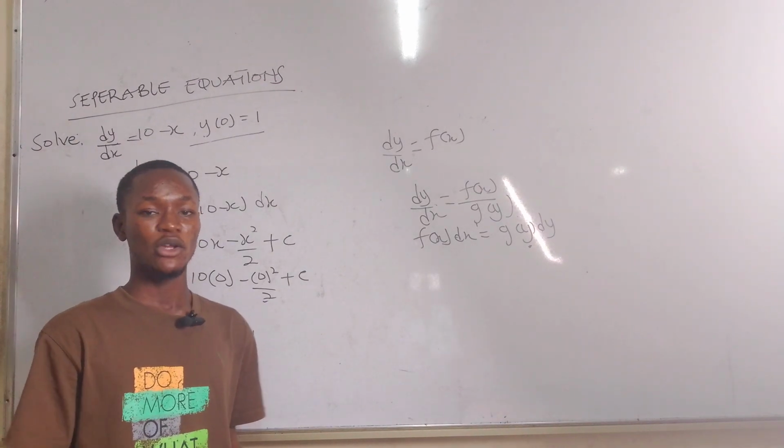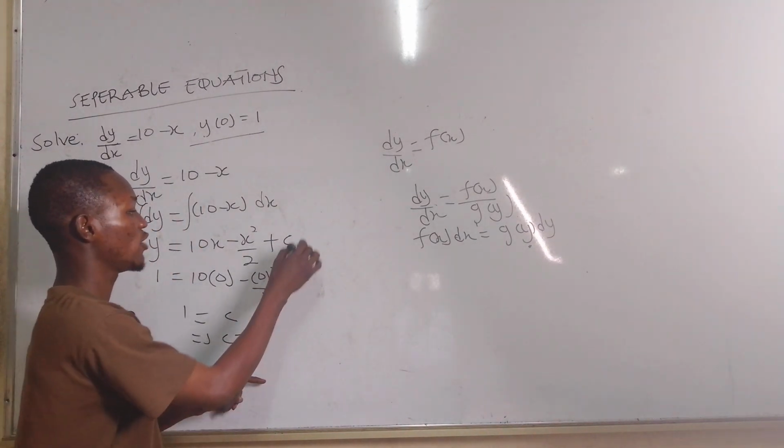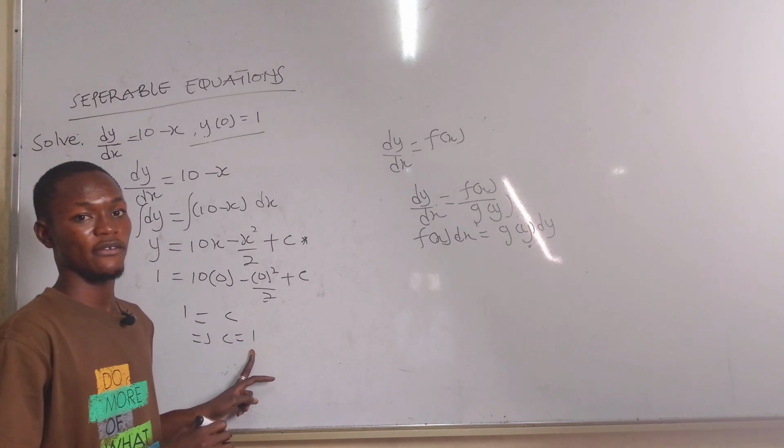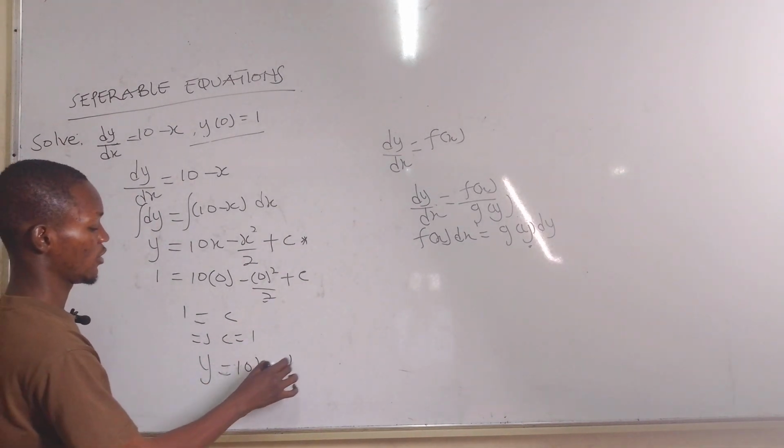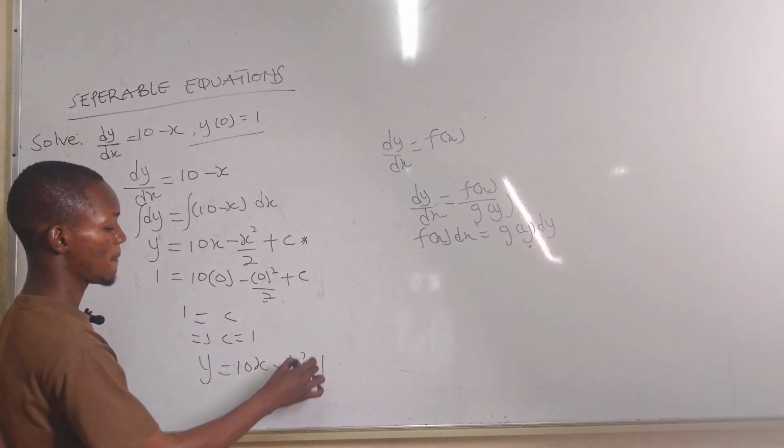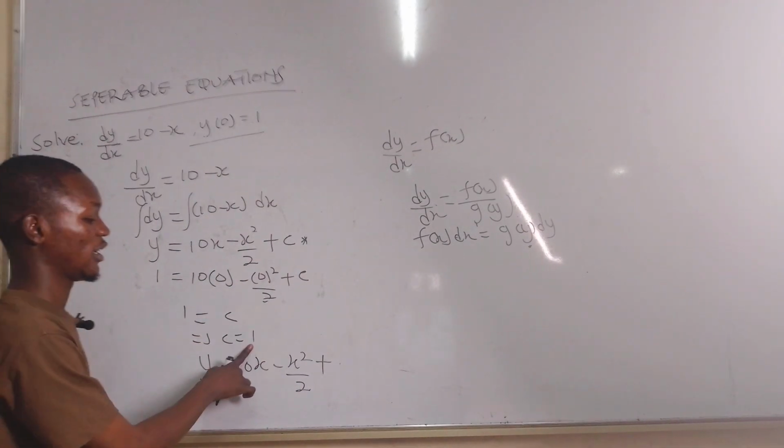Now since we have the value of c, we are going to replace c back into the relation that we have here. So we get y equal to 10x minus x squared over 2 plus c, but the value of c is 1.